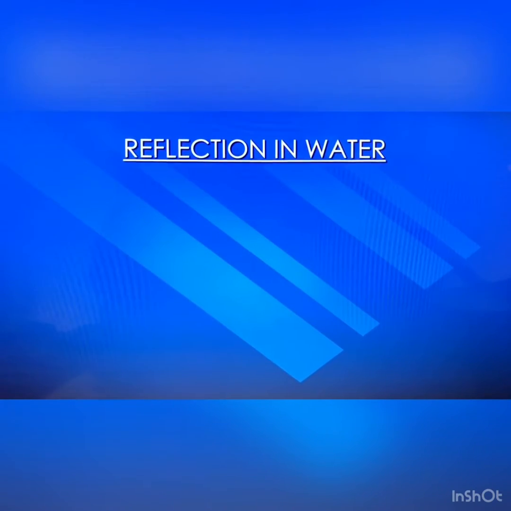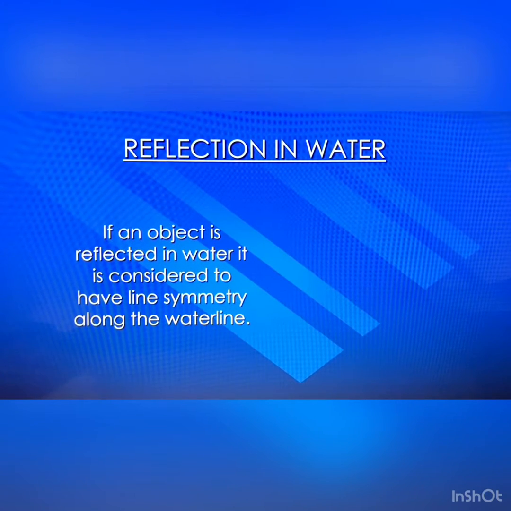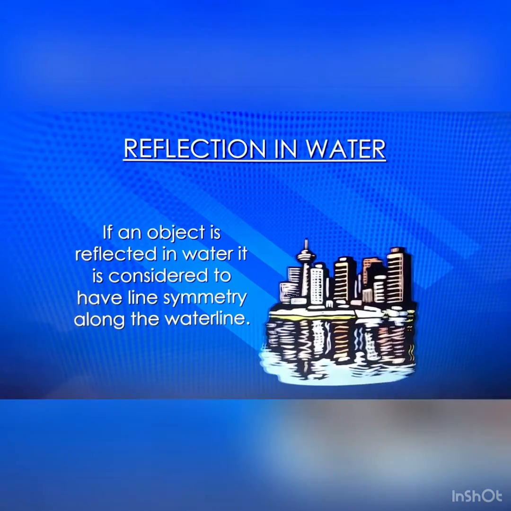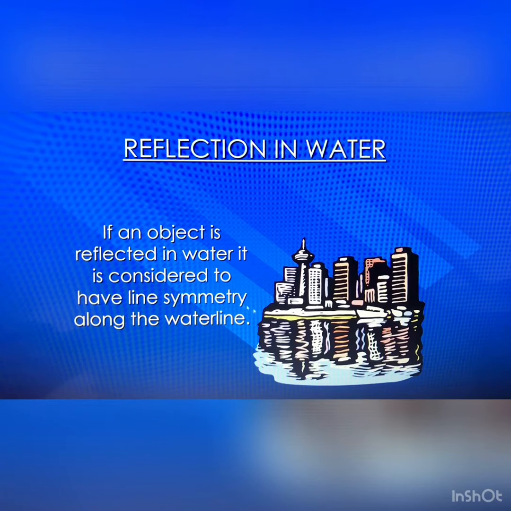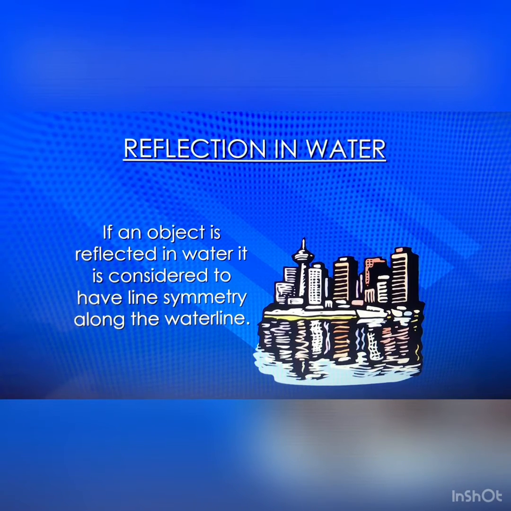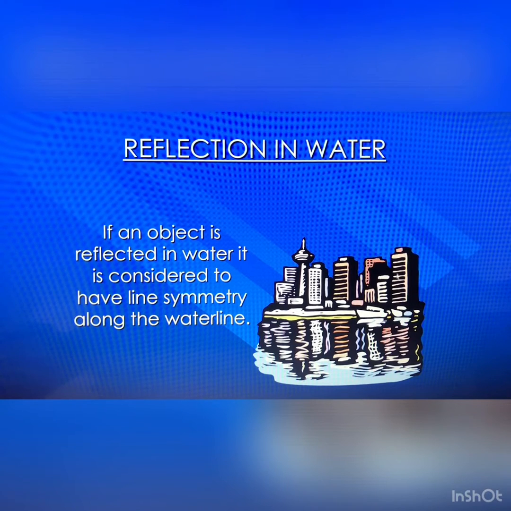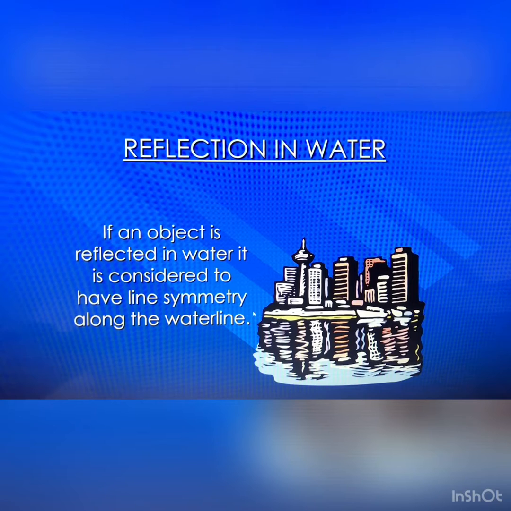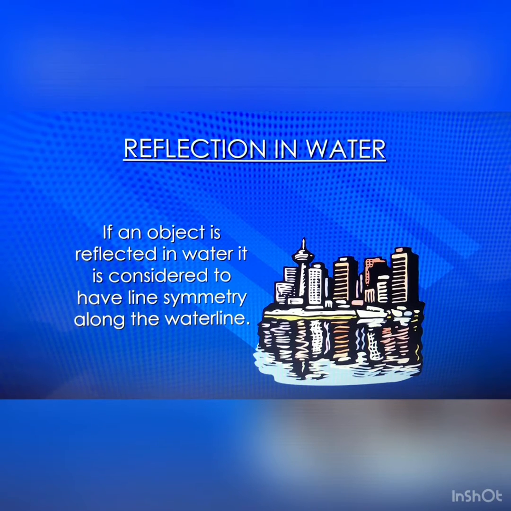Reflection in water. If an object is reflected in water, it is considered to have a line of symmetry along the water line. You can see here, this is an image just inside the water. That is the reflection of this image just inside the water. Then this line is known as the line of symmetry.